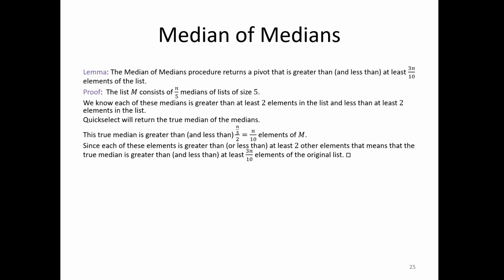Again, since each one of those was greater than or less than 2 other elements, it means that our true median that we've selected here must be greater than, and again less than, at least 3n over 10 elements of the original list. And so that gives us our 30% kind of buffer here.